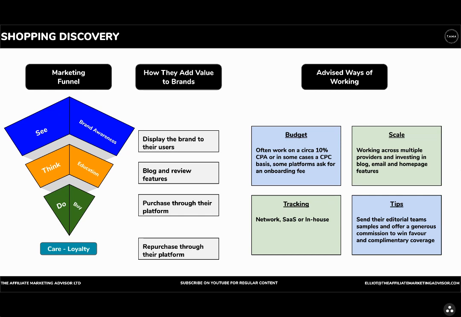Other than that, your brand will just appear across the site. So if someone searches shoes, the algorithm that they have will determine how brands appear. Now, what you can do is you can actually try and game the system.